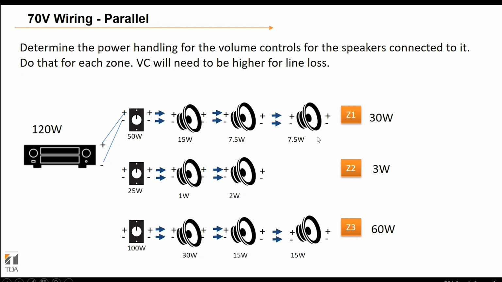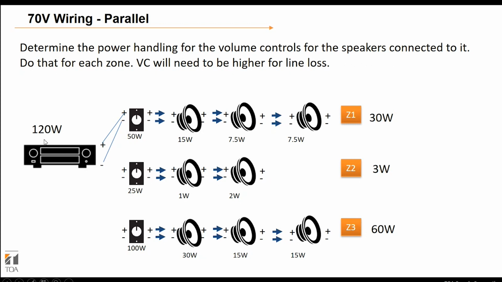Whereas with the small zone, the 3-watt zone, you would be able to run an attenuator that has a lower power maximum available to it. That would be, in our case, the 25-watt volume control. And then when you've got the 60 watts of power, you're back to the 100-watt volume control. So your volume control is going to have a maximum amount of power that it can pass, and you want to make sure that you're using the appropriate volume control to be able to handle that amount of power.